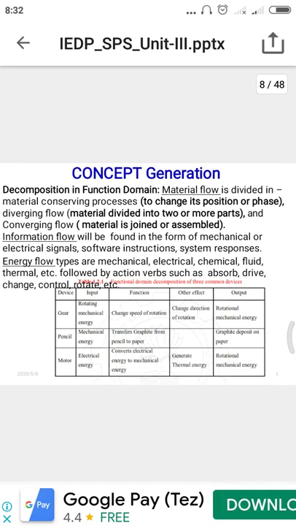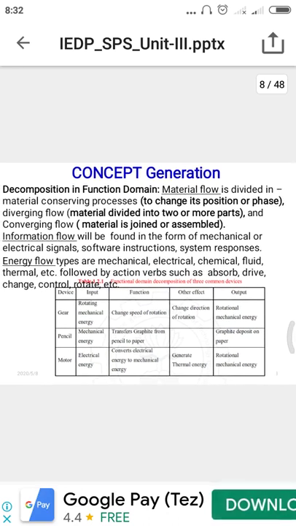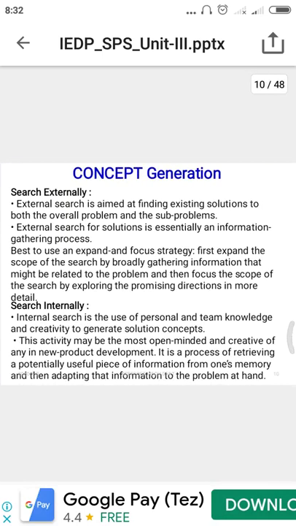This table gives details about how particular components work. Suppose here one example is the gear, which is one of the devices. Input is the rotating mechanical energy, and the function is change speed of rotation, and another effect is change direction of rotation, and output is the rotational mechanical energy.